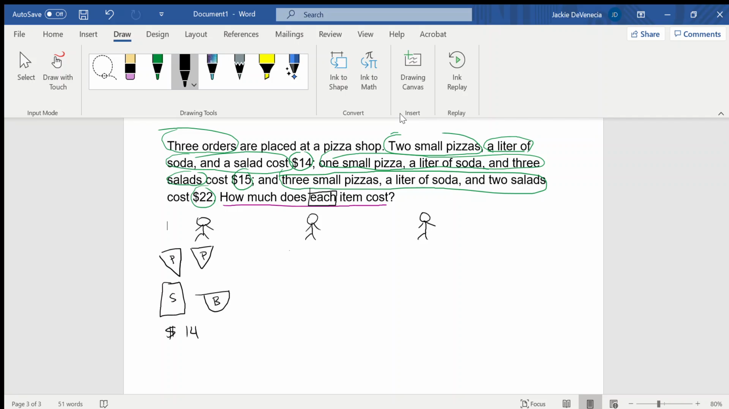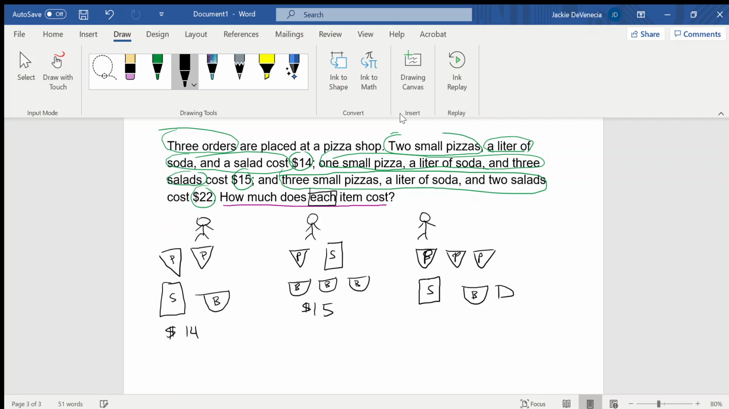And then the next person, they have 1 small pizza, a liter of soda, and then they have 3 salads, so they're a bit healthier. So like salad bowls, let's call it B. And they all came out to be $15. And then over here you have a person with 3 small pizzas. So 1, 2, 3. Oh, that's a P, P. And then you have that liter of soda, and then you have 2 salad bowls. So together, this one would have cost $22.